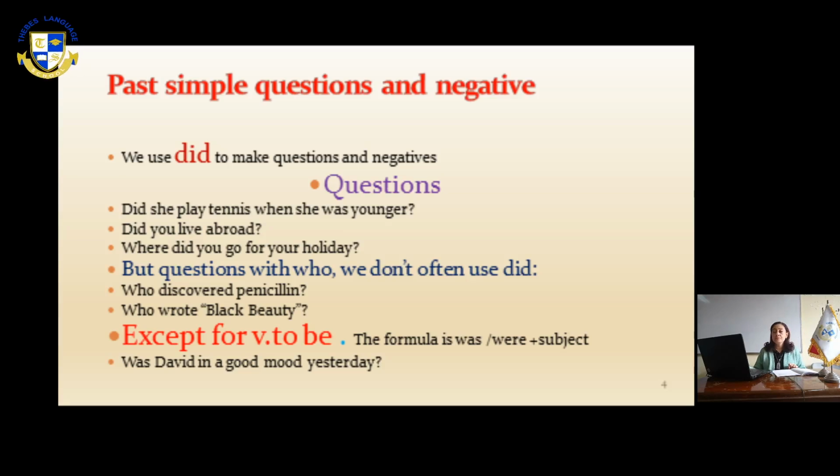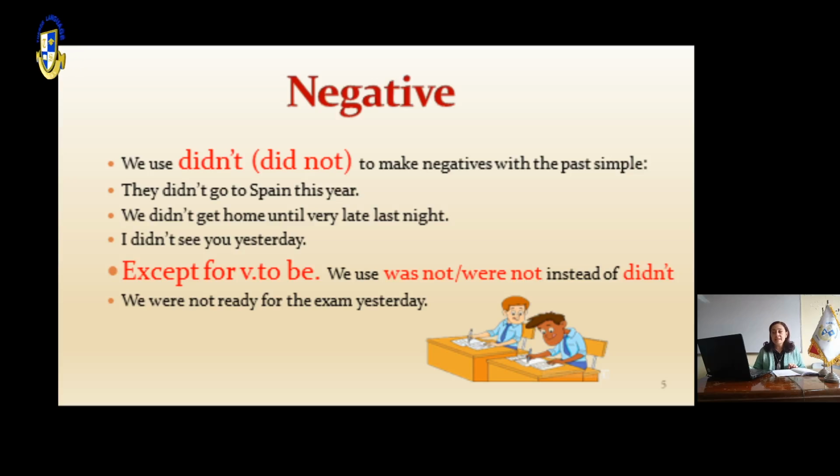Slide 5. Moving to negative, how to form negative form. We use didn't to make negatives with the past simple. They didn't go to Spain this year. Of course, we use didn't with all pronouns, except for verb to be. We just add not with was or were. We were not ready for the exam yesterday.